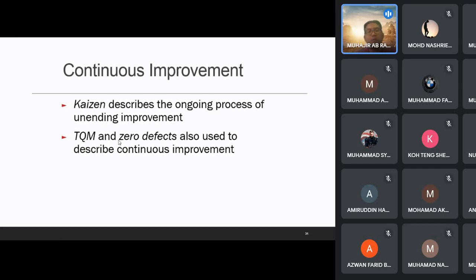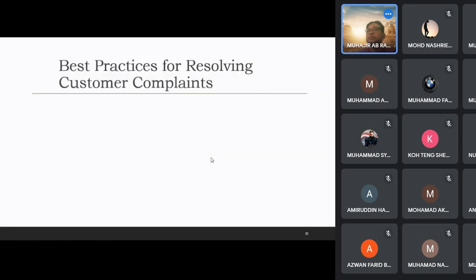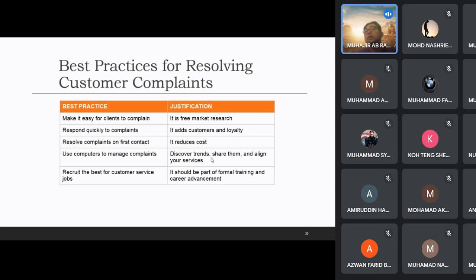If you work in a Japanese company, you may have heard of Kaizen, okay, that describes an ongoing process of unending improvement. QKM, zero defect. If you work in civil engineering or construction, okay, they have this zero accident. If you work in a service business, you need to know how to resolve customer complaints. So many, this is the list of best practices you can apply. In a service, it must be fast, okay, transparent. And you must make sure that the complaint can be easily made, okay. Because some companies make the complaint difficult, so they don't get any feedback or complaint from the customer, but it's not good for their business.